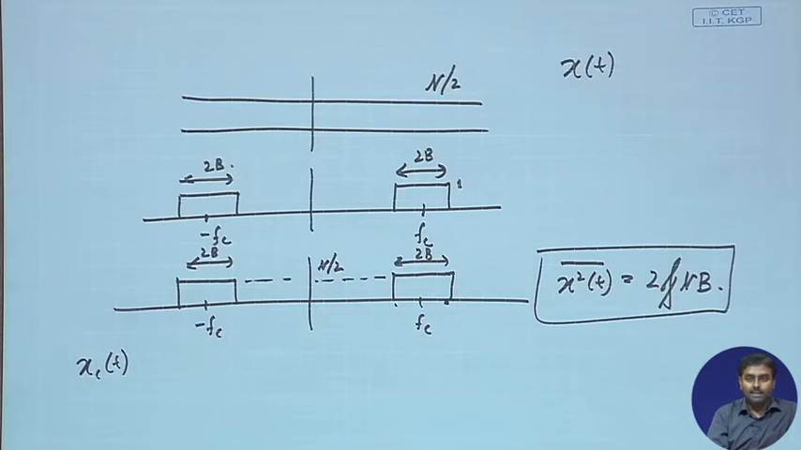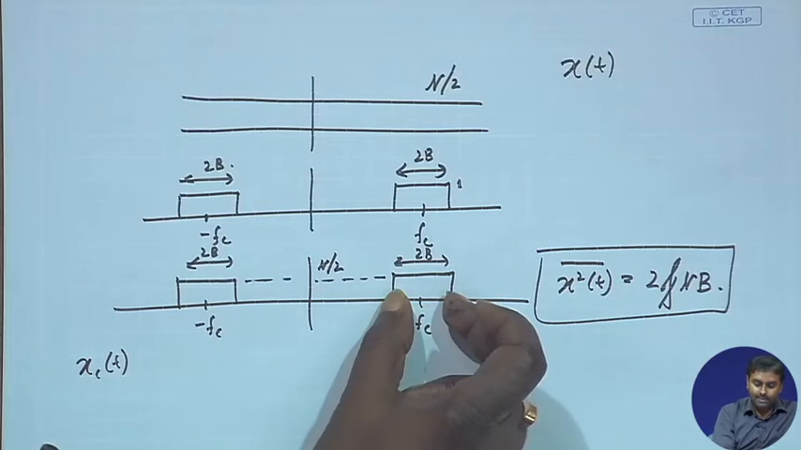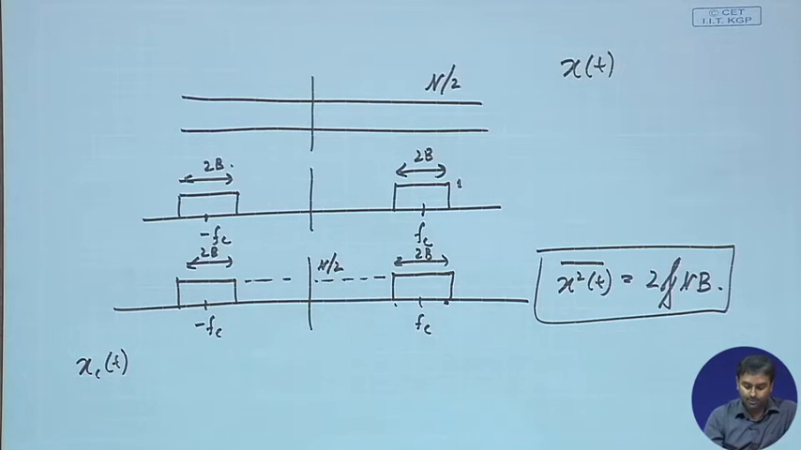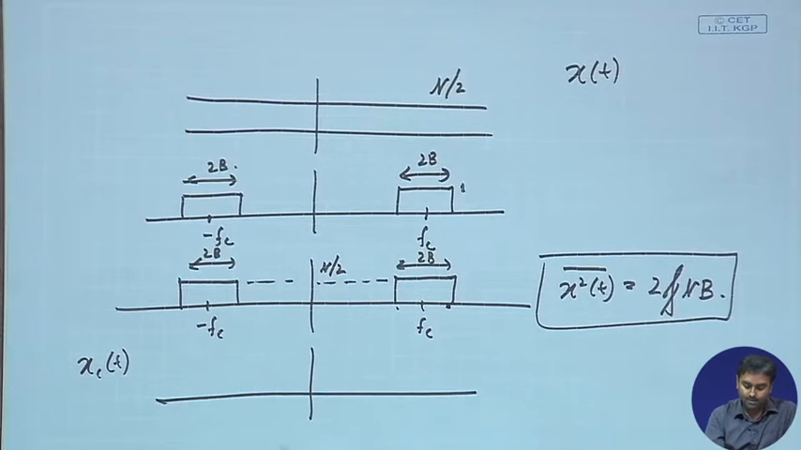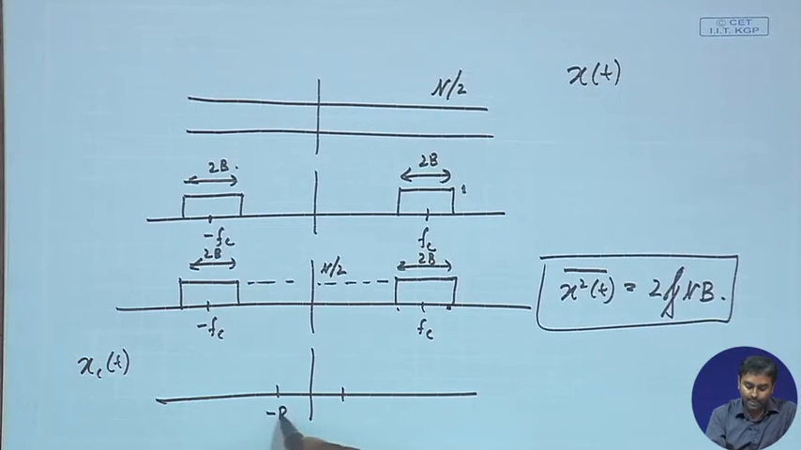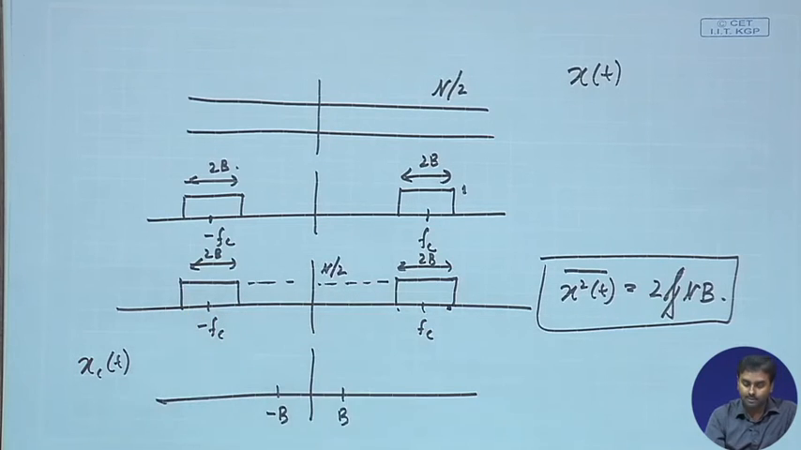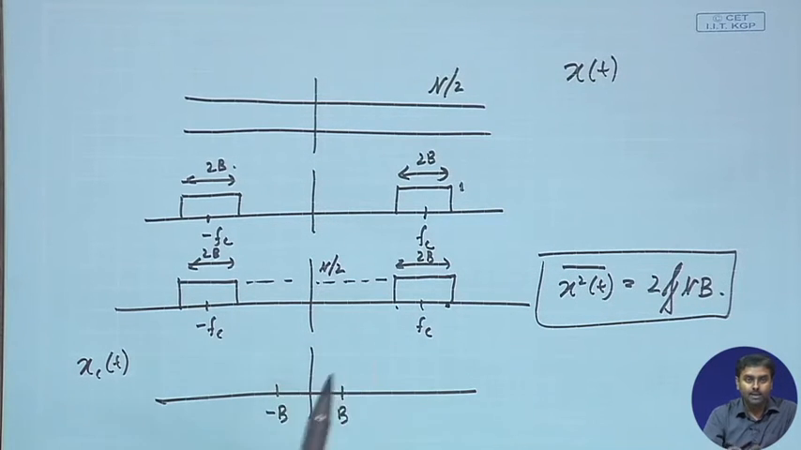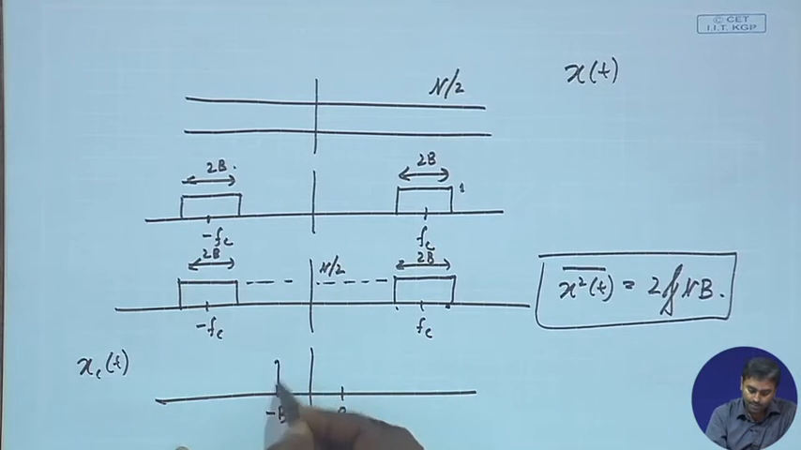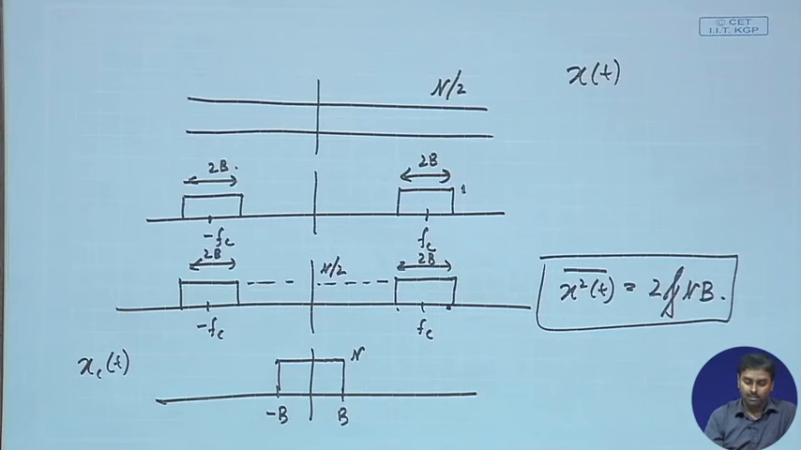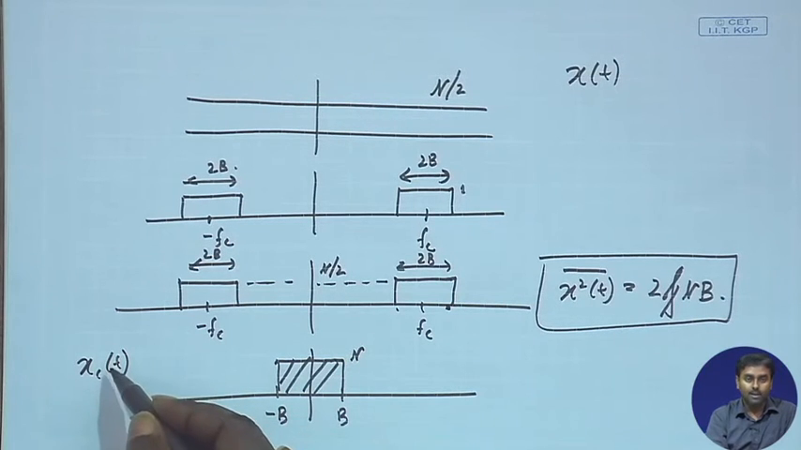So, what is XCT? XCT must be this part shifted to this and this part shifted to this. So, therefore, how much do I get? It should be band limited from minus B to B, but this one will be shifted and this one also will be shifted. So, overall strength will be eta by 2 plus eta by 2. So, that must be eta.